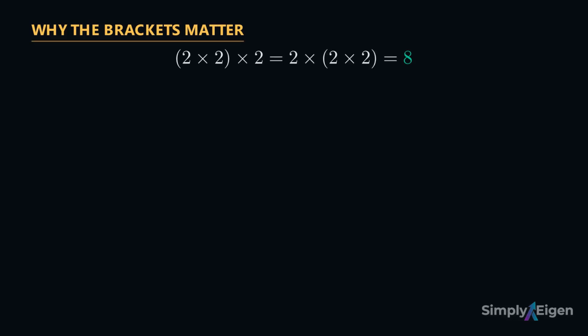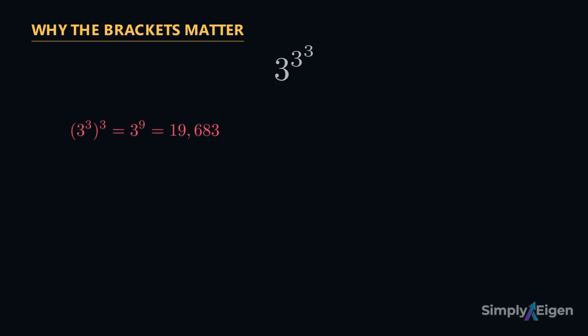Before we can climb, there is a problem to fix. Repeated multiplication is unambiguous. 2 times 2 times 2 is 8, whichever pair you do first. Exponentiation is not like that. Take 3 to the 3 to the 3.